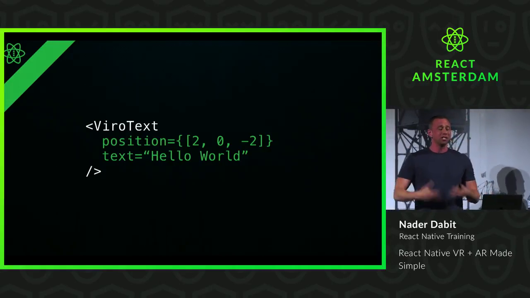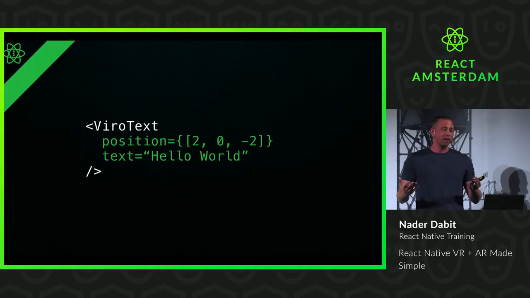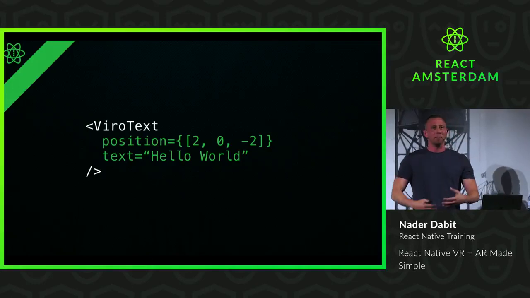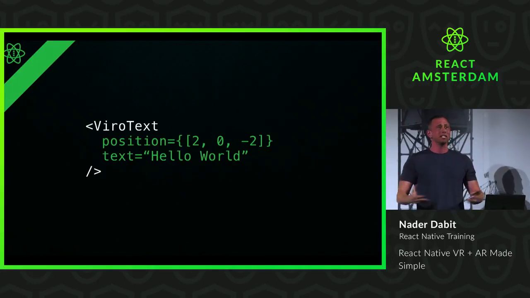So when you want to position something using Viro, you basically just pass in an array of positions. And this can be static or dynamic. If you have your user interfacing with the item on the screen, you can actually dynamically change that by calling methods and stuff like that.